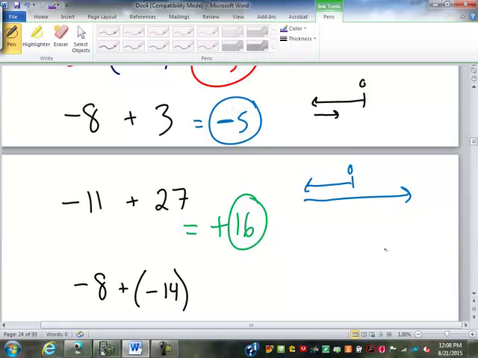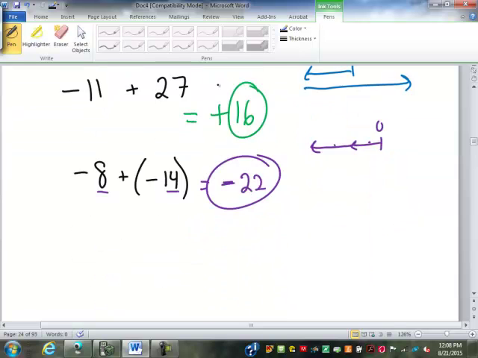For this one, here's 0, and -8 goes this way, -14, same or opposite? Same. So this one's obviously negative. They point in the same direction, which means the values are added together. 8 plus 14 is 22. -22. Make sense? Good.